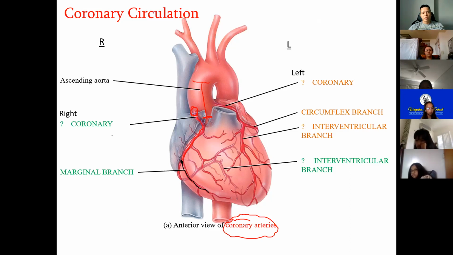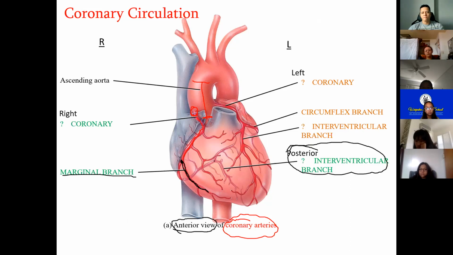The section of the coronary that is coming here towards the front of the heart, this is what we call the marginal branch, which is right here. So if you're looking at the heart from the front in an anterior view, we can see the marginal branch right there in the front. The section of the right coronary that is going towards the back side of the heart, the posterior aspect, is what we call the posterior interventricular branch, okay?